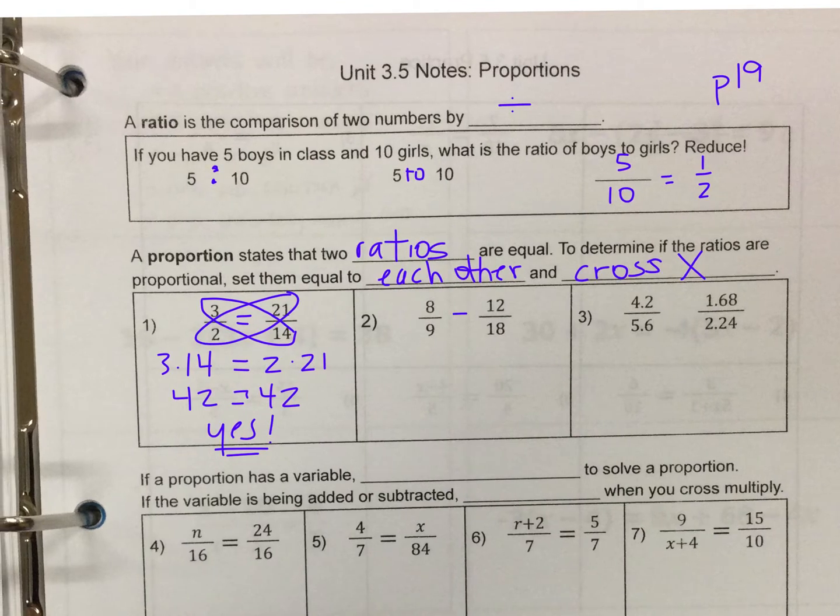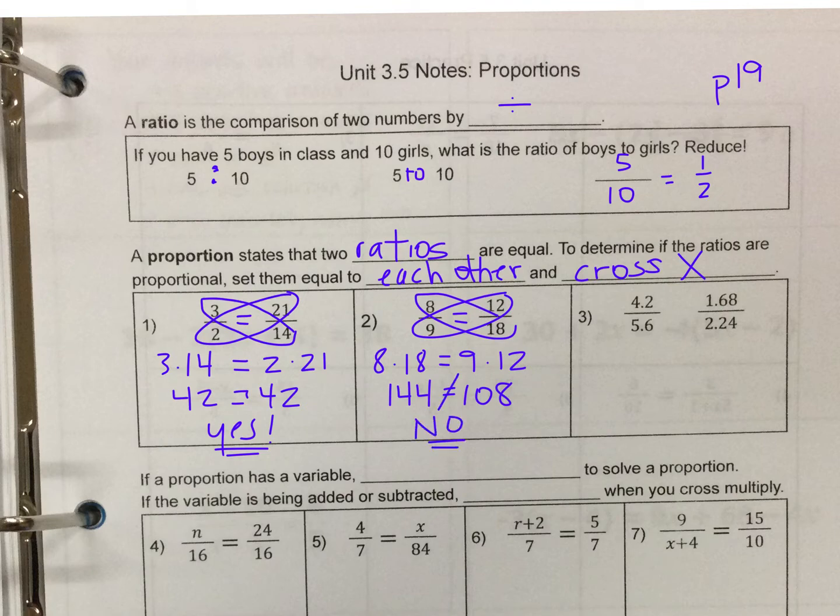Let's check number 2. I'm going to set them equal. I'm going to cross multiply. 8 times 18 on one side, 9 times 12 on the other side. 8 times 18 is 144. 9 times 12 is 108. 144 equals 108. That is not true, so those 2 fractions are not proportional.